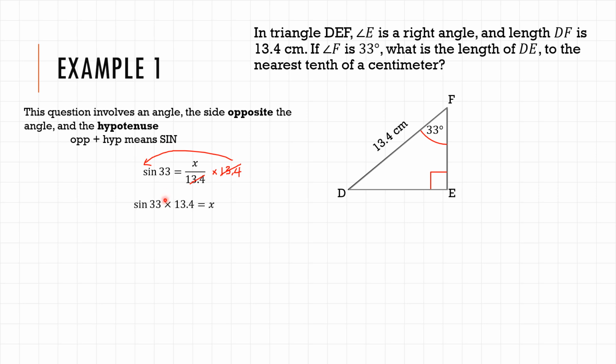And on my calculator, if you actually try to type sine 33, it'll give you a long string of digits. And the first four digits are 0.5446. So that's the approximate ratio of the opposite to the hypotenuse if the angle is 33 degrees. And so if I take that and multiply it by 13.4, I'll find out that the value of x is 7.2982 approximately, which I'm going to round to the nearest tenth, which is 7.3 centimeters.